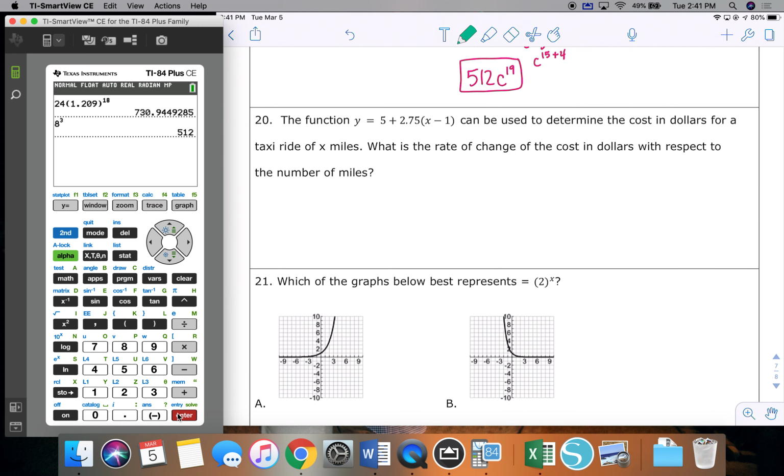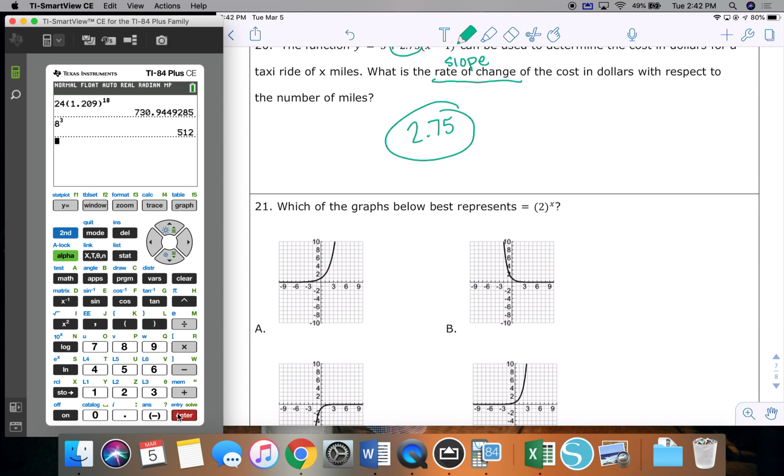20, they give us this function that can be used to determine the cost in dollars for a taxi ride of x miles. What is the rate of change of the cost in dollars with respect to miles? Rate of change means the same thing as slope. Slope is always found in front of x, so 275 times x would be my slope. If you wanted, you could do a couple things with that, like simplify your equation. It's just not really necessary because you can see the slope really quickly.